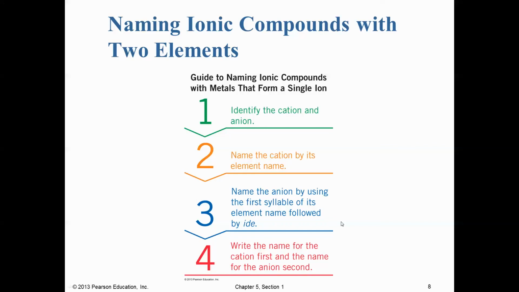And so when we write the name for the ionic compound, we're going to write the name for the cation first, followed by the anion, and we'll be practicing that later on.